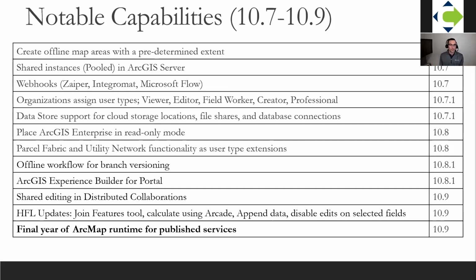Offline workflow for branch versioning, that really ties into the Utility Network and Parcel Fabric. That is Esri's type of versioning, aside from the traditional versioning that we're all used to, that is being used and necessary for Parcel Fabric and Utility Network in Enterprise.